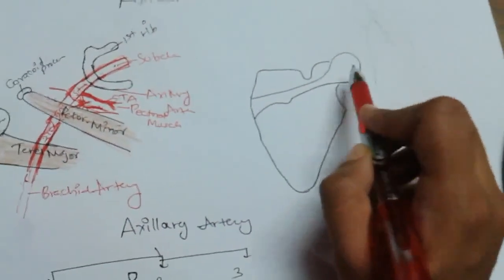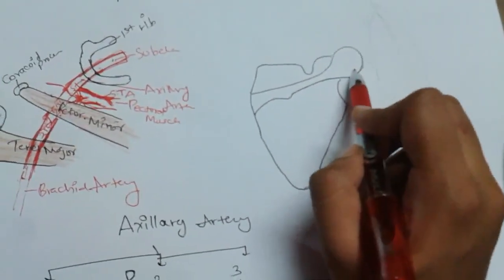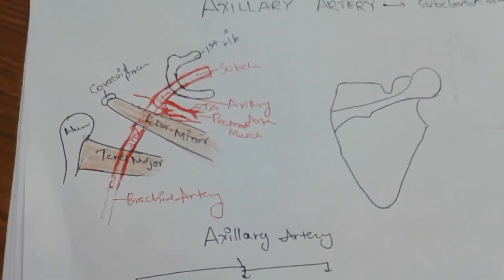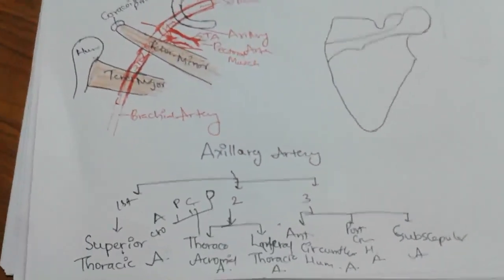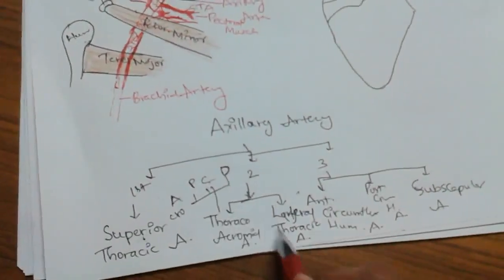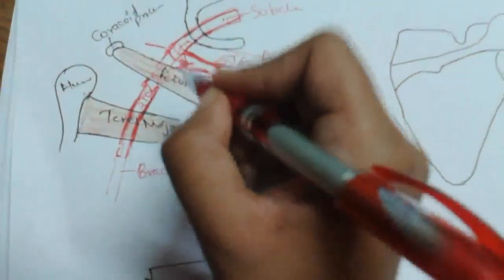And then it participates in the anastomosis around the acromial process. So you'll be dealing with it in the next part of this lecture. And then that is the thoracoacromial artery. The next artery which you'll be seeing is, what is it? Lateral thoracic artery.